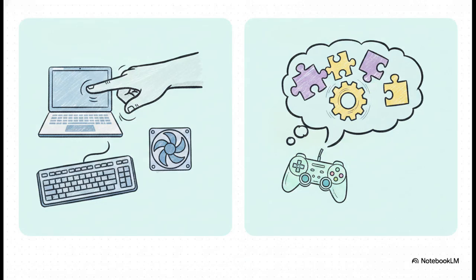First, let's break down the physical versus the digital. Hardware is the stuff you can physically touch, right? The keyboard, the screen, that super loud fan trying to cool down the processor. Software, on the other hand, is the invisible code. It's the game app itself or your operating system. You can't touch it. So if the laptop is physically hot, that's a hardware symptom. But if an app just suddenly closes on you, that is a software symptom.